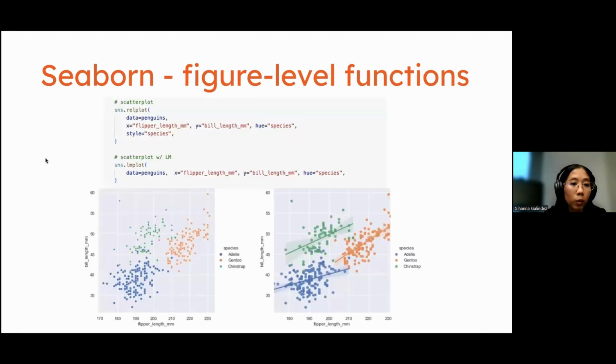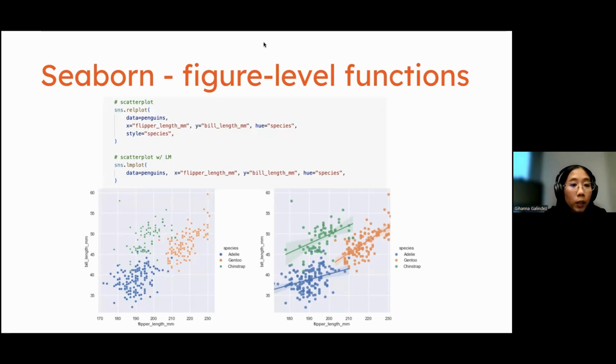Let's look at an example of figure-level functions. Here we generate a scatter plot using the relational figure-level function. We specify the data set we're going to use, and then specify which columns will be used for the x and y axes. Then we can easily specify the color: we set the hue parameter, so we color the data by species. We have these three different colors here.